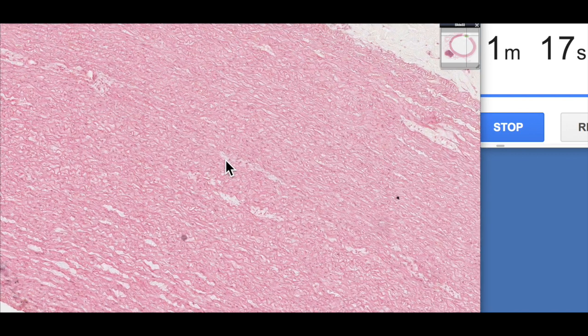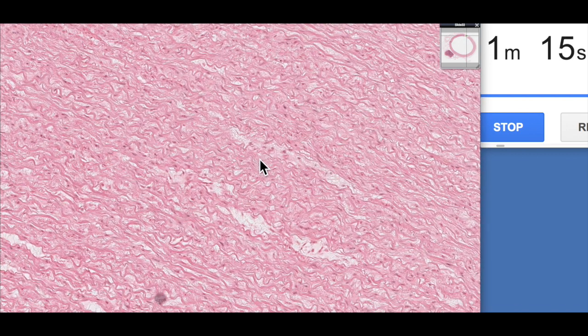We see some nuclei in between these elastic lamellae. These are smooth muscle cells. They're actually modified smooth muscle cells that secrete this extracellular matrix. So it's quite unique in that respect.